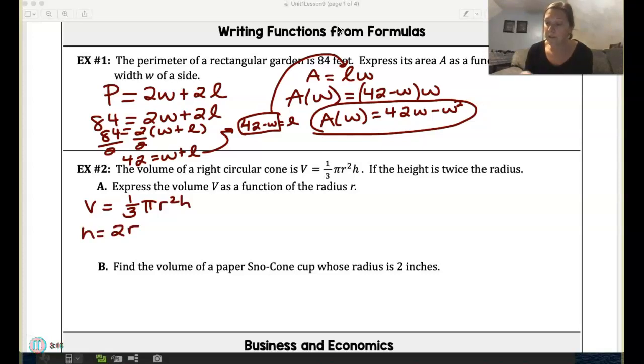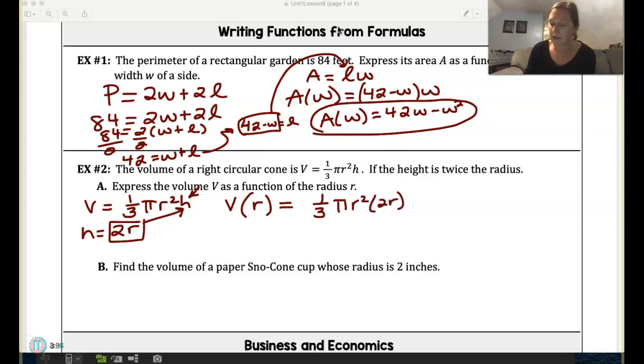So now we want to express the volume as a function of just radius. So I want to get rid of my height right here so that it's in terms of radius. So plug that in. So my volume in terms of r is going to be equal to 1/3 pi r squared times 2r. Simplifying that, volume in terms of radius is going to be, what, 2/3 pi r cubed. Cool. So now we should be able to use that for part B.